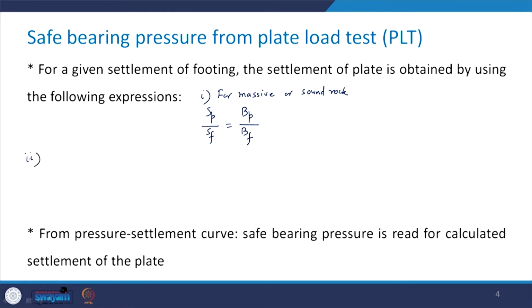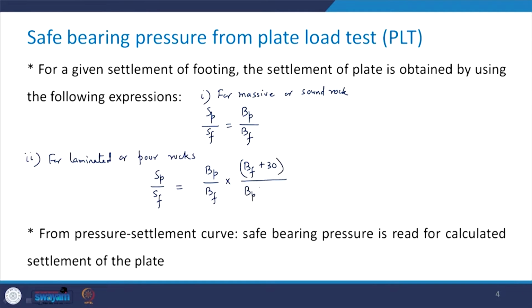So, for laminated or poor rocks, we have SP upon SF is equal to BP upon BF multiplied by BF plus 30 divided by BP plus 30, and the whole square.